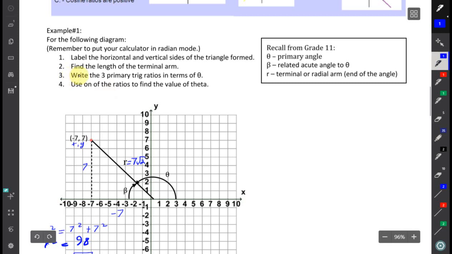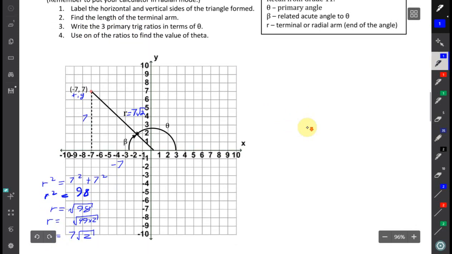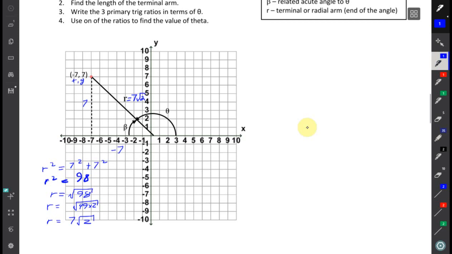The next step is for us to find what the three primary trig ratios are. We found the length of the terminal arm. So the three trig ratios are what we just were doing for the special angles. Starting with sine, and the primary angle is theta. So the sine of theta, but this triangle, if you think back to grade 11, remember that in order to do these angles that are bigger than 90, we are taking acute triangles and putting them in all the quadrants. So in this case, this triangle here is actually the triangle for theta.